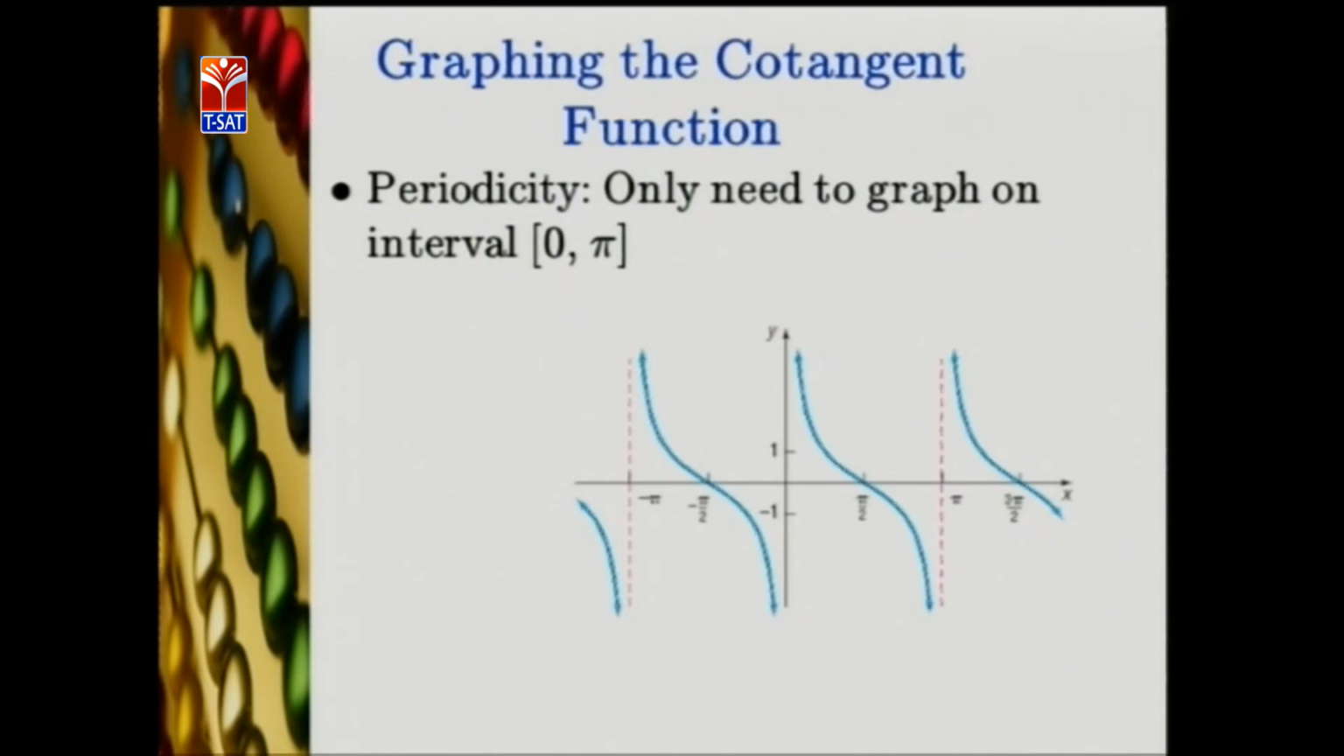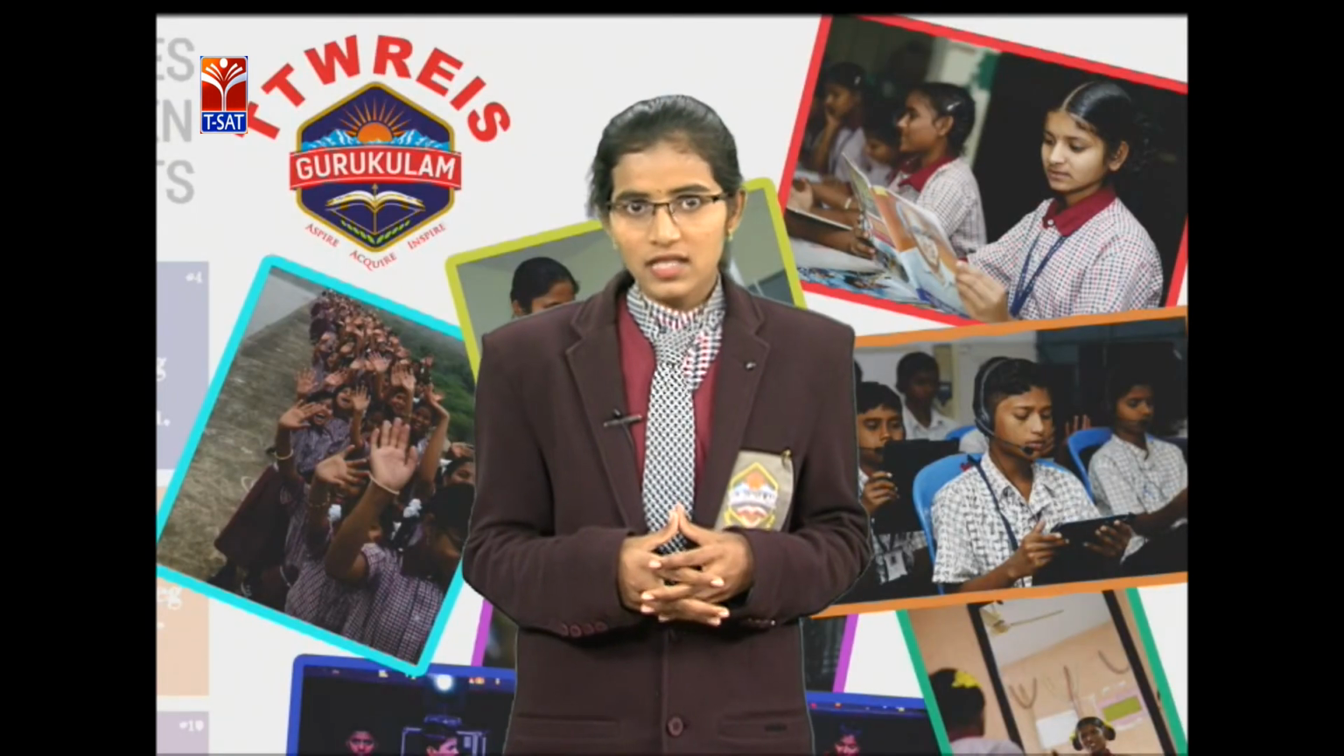So this is the graph of the cotangent function, and let us observe this graph. Well, we can observe the graph of the cotangent function. Now we can analyze and determine the properties of this cotangent function.